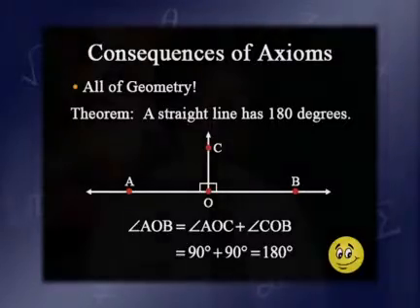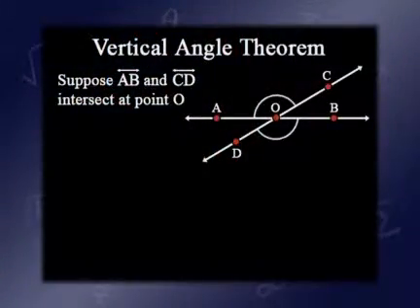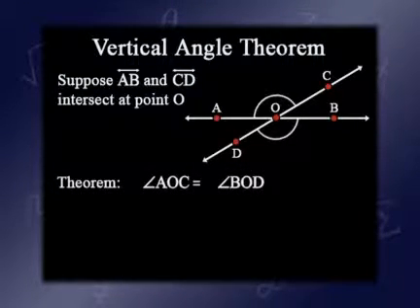Okay? Let's prove a more interesting theorem. This one's called the vertical angle theorem. Suppose you have 2 lines, AB and CD, and they intersect at some point O. All right, so look at our graphic. We have AOC as one of the angles, the bigger angle, and opposite that, we have the angle DOB on the other side. And the theorem states that angle AOC and angle DOB, or BOD, you could call it either one, are the same, that angle AOC has the same measurement as angle BOD.